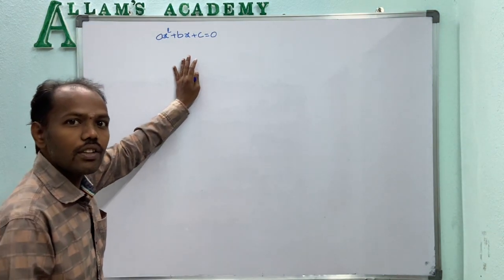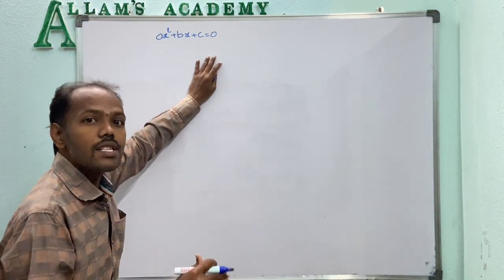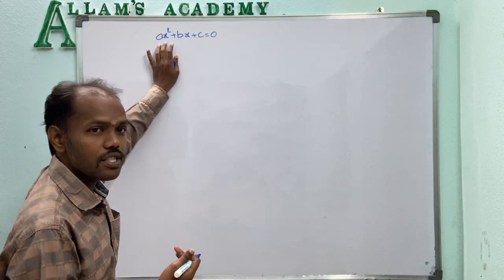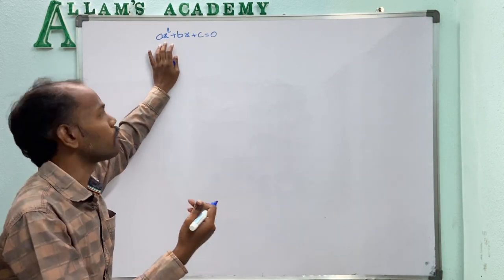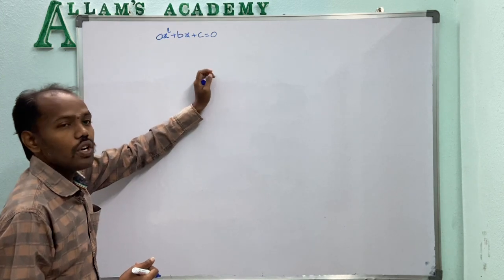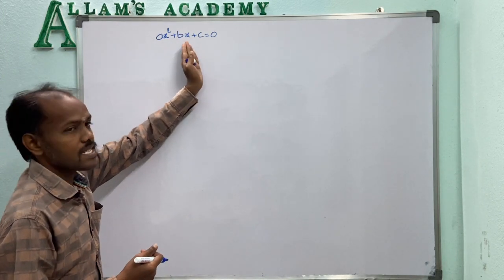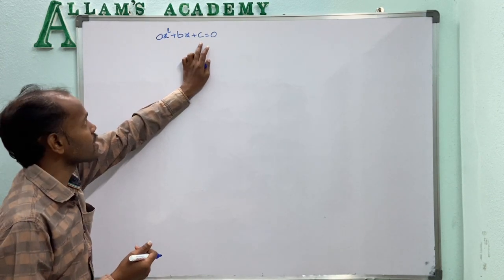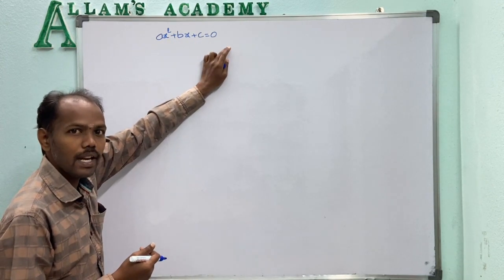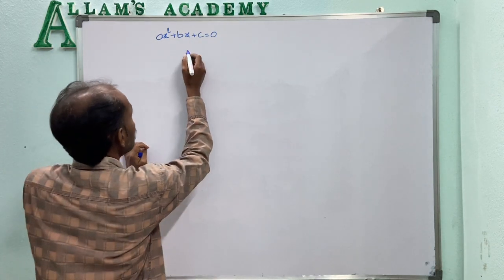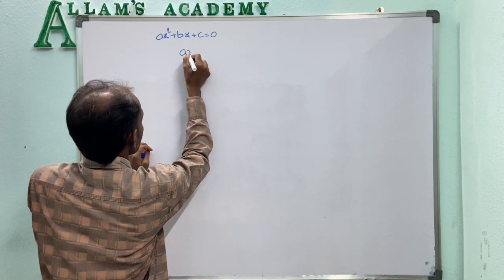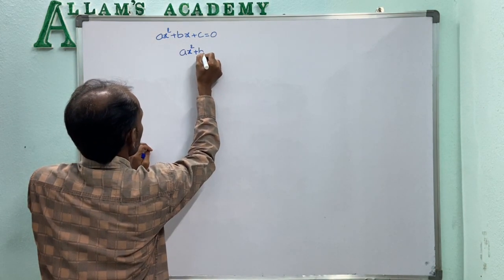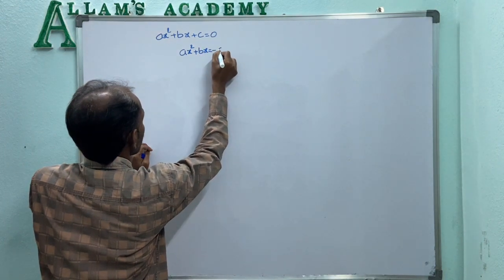Now to solve this quadratic equation, that means to find the x value through the completing the square method, first we have to transfer the constant term to the RHS. Here the constant term is plus c. Transferring plus c to that side, it becomes minus c. 0 minus c is nothing but minus c. So x square plus bx is equal to minus c.